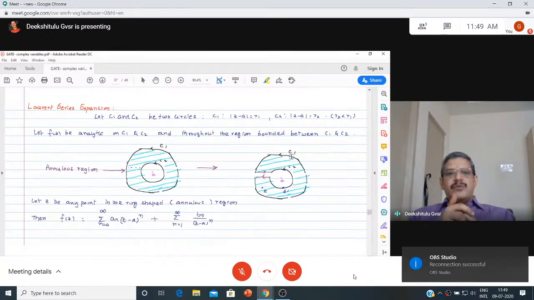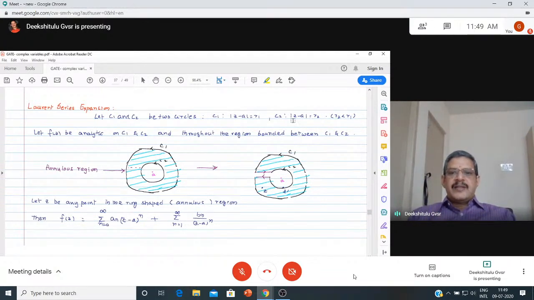Mod z minus a is equal to r2, where r2 is less than r1. That means both are centered at a. See the difference. Both are centered at a, with different radii. So two concentric circles centered at a. This is radius r2, this is radius r1, and r2 is less than r1.